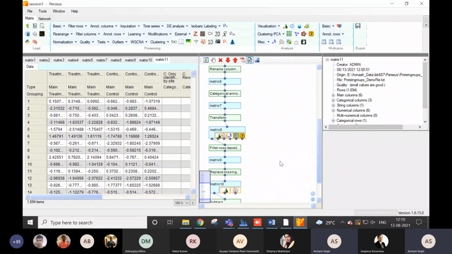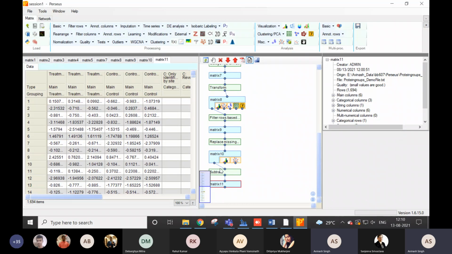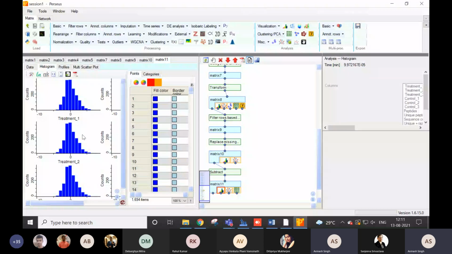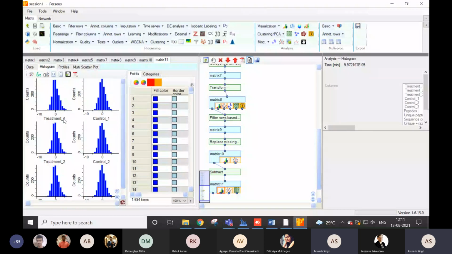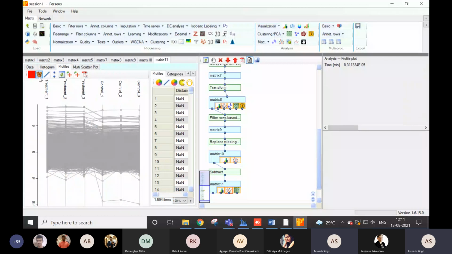So just click OK. After that, you can again select the histogram or your profile plot and correlation, and you are able to find what differences and changes are occurring. Now you can see that this distribution curve looks okay, and also the profile plot. You can go to the box plot and see that the boxes are now properly aligned.